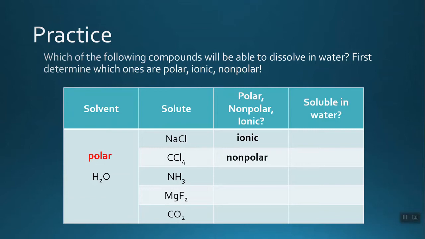What about ammonia, NH3? Again, another covalent molecule. You're going to go ahead and draw out the Lewis dot structure, and we see that ammonia is polar because the lone pair is on nitrogen. What about magnesium fluoride? Magnesium is a metal. Therefore, this compound here is ionic. What about the last one, carbon dioxide? Carbon dioxide is a nonpolar molecule. Okay, so we figured out that our solvent is polar, and our solutes are ionic, nonpolar, or polar.